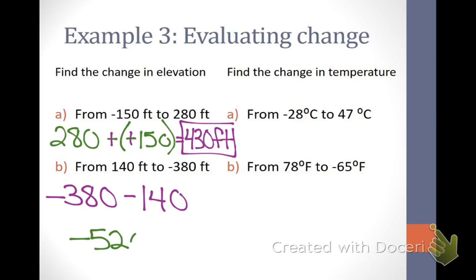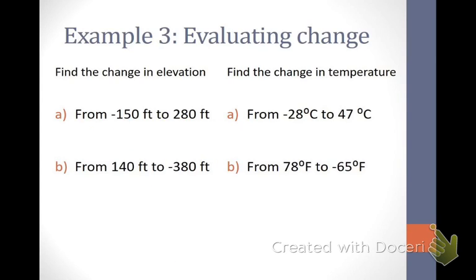520, and according to my math, this should be a negative elevation. Well, let's look back at the original. Does it make sense to have a negative elevation if I go from 140 down to negative 380? Yes. I'm descending. Maybe I'm climbing down that mountain, or maybe I'm scuba diving. I'm descending, okay? So yes, my answer is practical. It does make sense. Now, to find the change in temperature, I'm going to go ahead and go to a new slide. Does everybody have both of these written down?